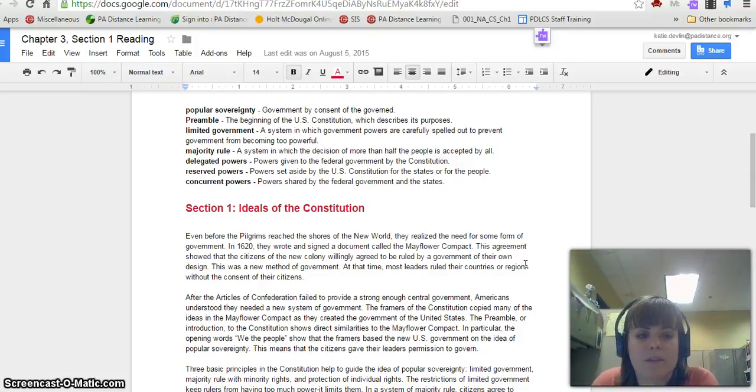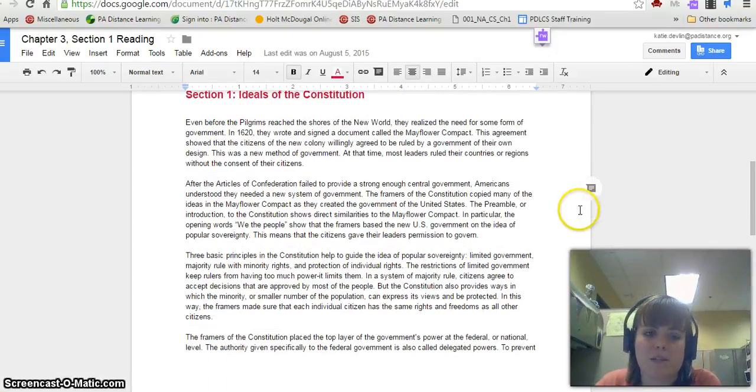Reserved powers: powers set aside by the U.S. Constitution for the states or the people. Concurrent powers: powers shared by the federal government and the states. Section 1, Ideals of the Constitution.